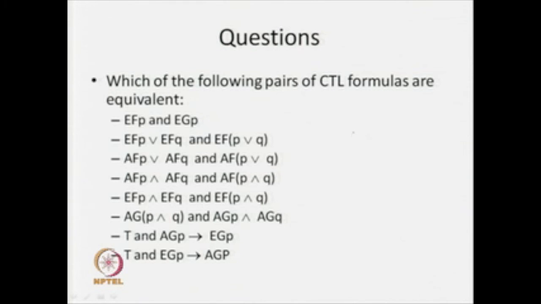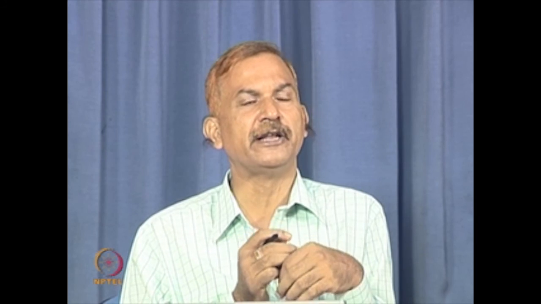So, the first one, I am saying EFP and EGP. While checking for equivalence, if they are indeed equivalent, then we will try to establish this logically. But if they are not equivalent, in that case we will try to give a counter model, a counterexample, where in one particular state one is true but the other is false. Then we say these two are not equivalent, because what is the notion of equivalence? In any state, in any model, if one is true, then the other must be true.